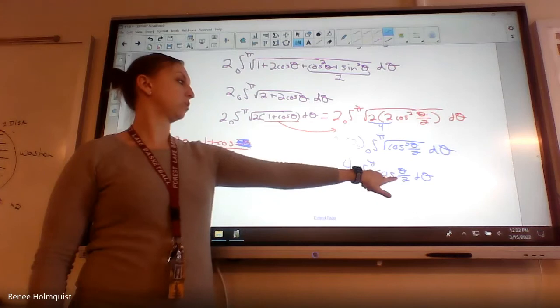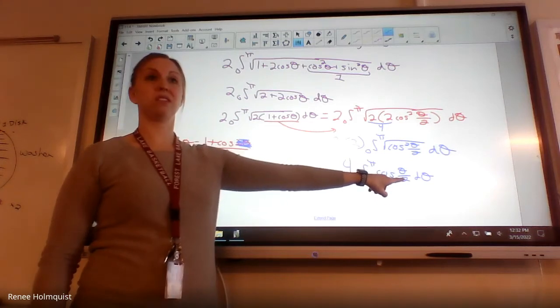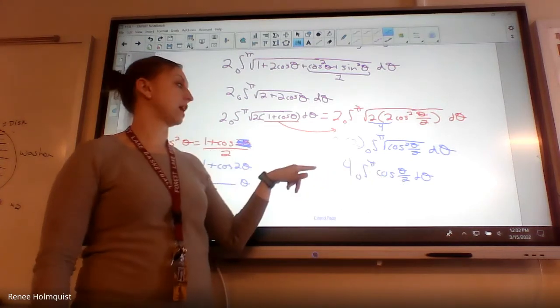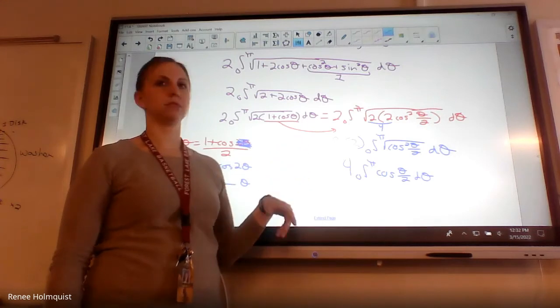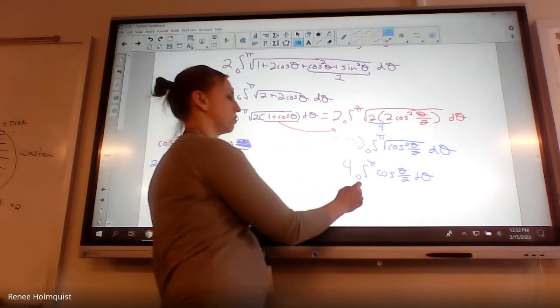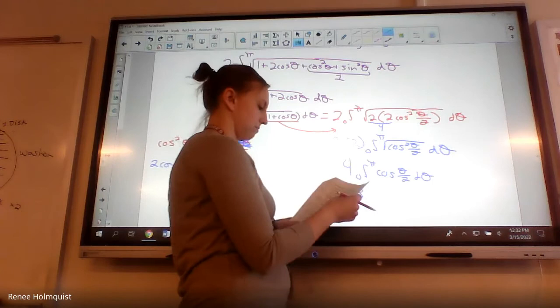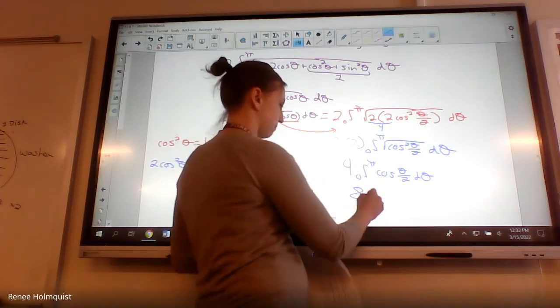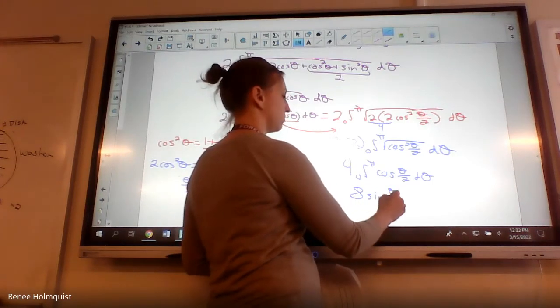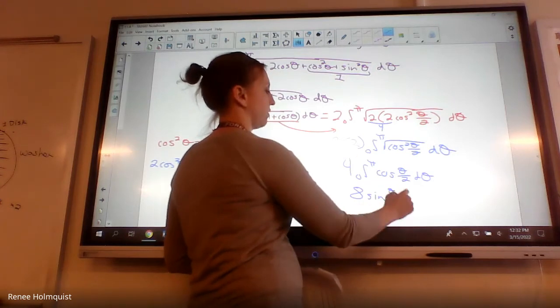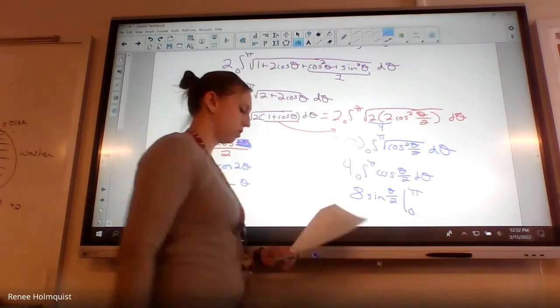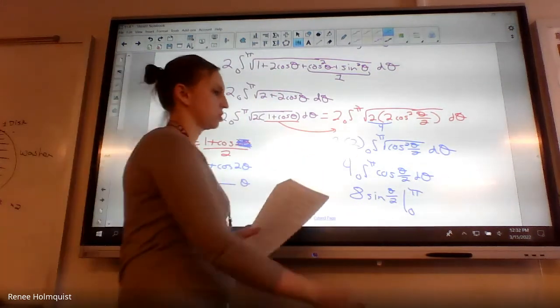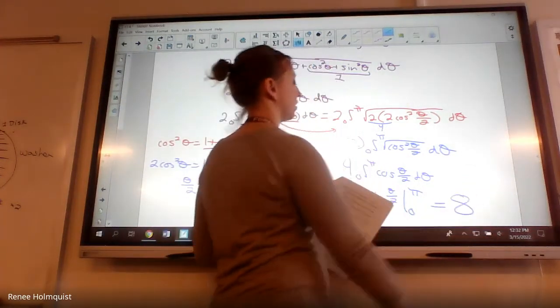Okay, now in this case, when you do your u substitution, what's it going to have on the time? It's going to multiply by 2 instead. So this is going to go to 8 sine theta over negative 2. No, because it's antiderivative. Oh, that's right. And then 0 to pi, antiderivative, which just gives you 8 once you plug everything in.